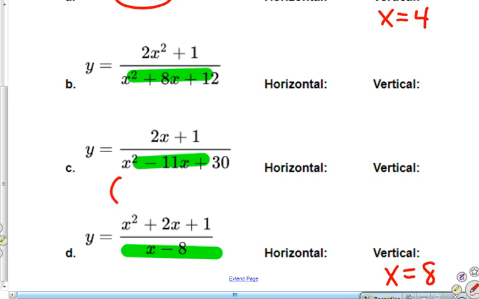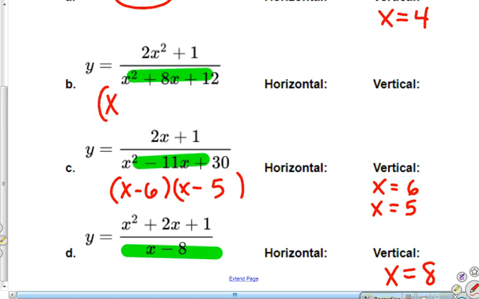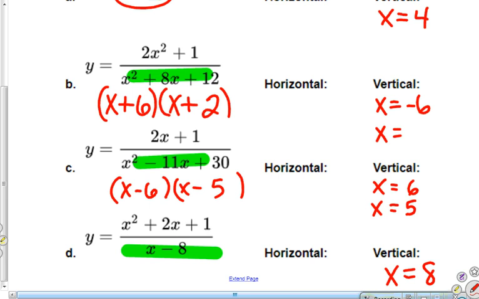Can you factor this? I can too. It's x minus 6 and x minus 5. So how many asymptotes are there? What would they be? 6 and 5. This one? Six and 2, so there would be 2 asymptotes at -6 and -2.